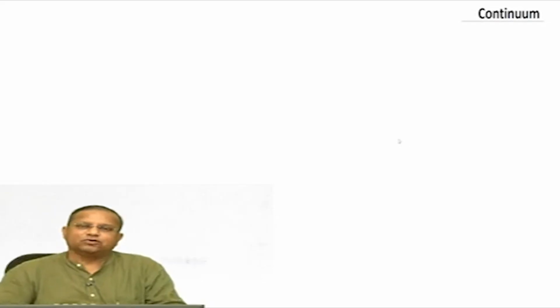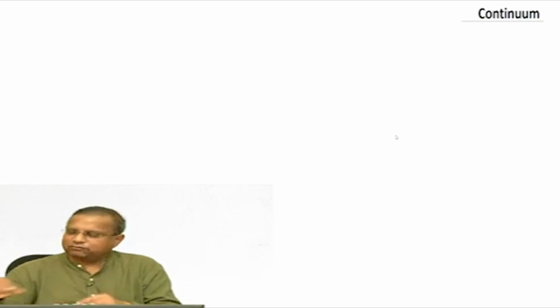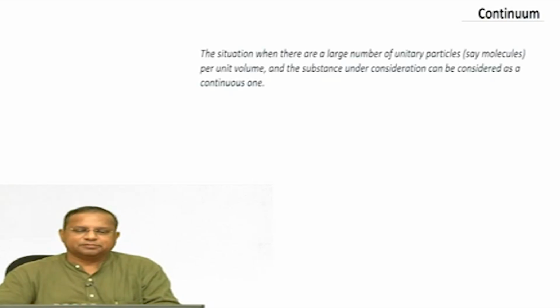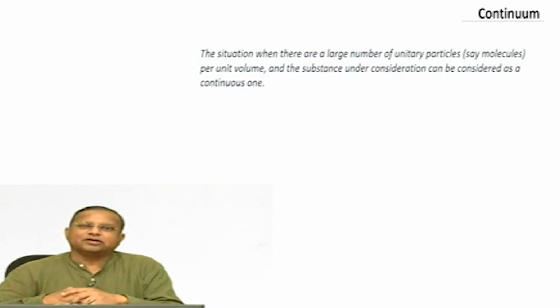Now let us look at what continuum means. We said that a continuum is essential for the application of classical thermodynamics, and therefore let us see what a continuum actually means. The continuum is a situation when there are a large number of unitary particles, they could be molecules say, per unit volume, and the substance under consideration can be considered as a continuous one. That's saying it in words, but what does it actually mean?